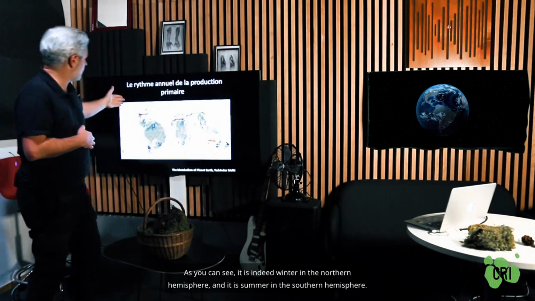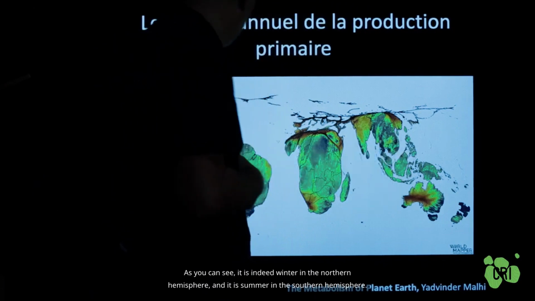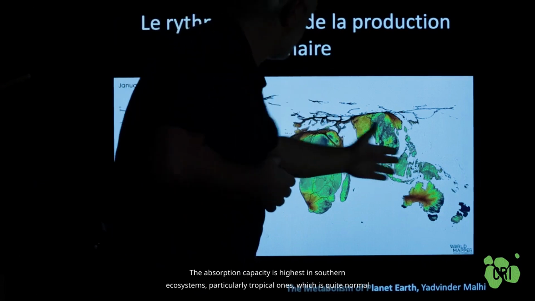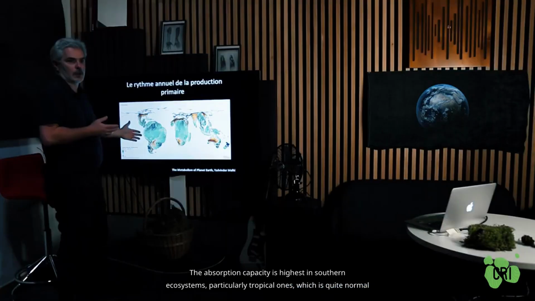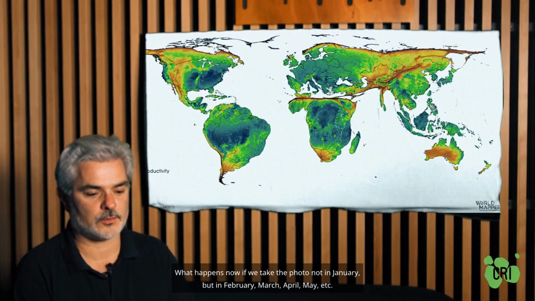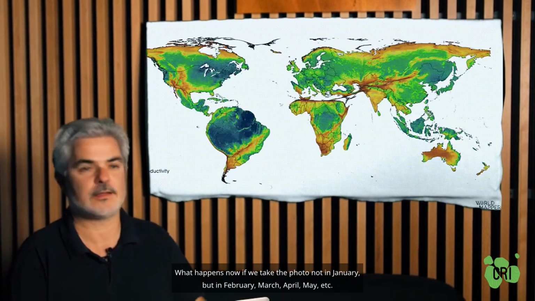As you can see, it is indeed winter in the northern hemisphere, and it is summer in the southern hemisphere. The absorption capacity is highest in southern ecosystems, particularly tropical ones, which is quite normal. What happens now if we take the photo not in January, but in February, March, April, May, etc.?